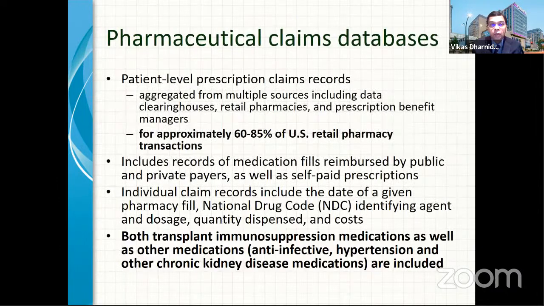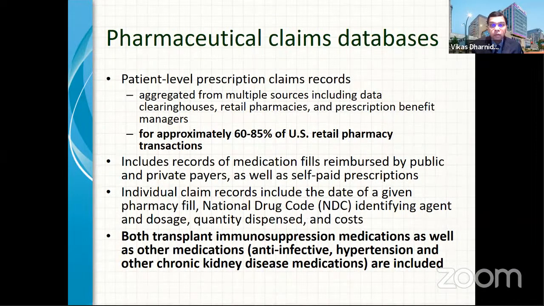Luckily, at that time, this was back in 2012, 2013, we also obtained access to a national level pharmaceutical claims database, which had patient level prescription claim records from multiple sources, not only from the data clearinghouses, from retail pharmacies and what are called prescription drug managers that do mail order prescriptions in the United States. And these covered a large population of the US prescriptions, 60 to 85%.